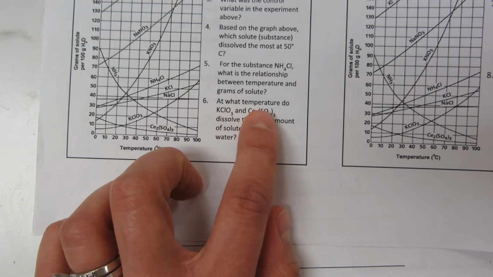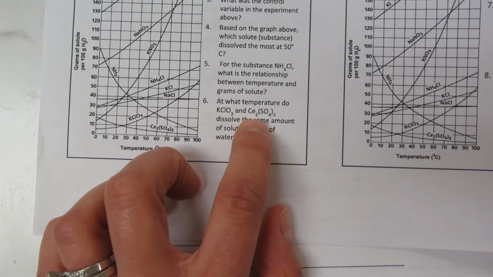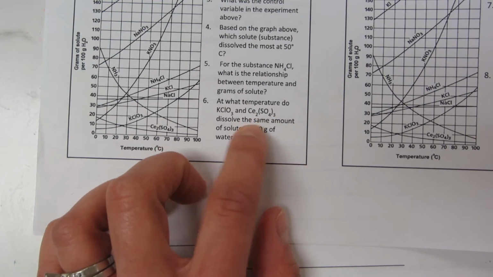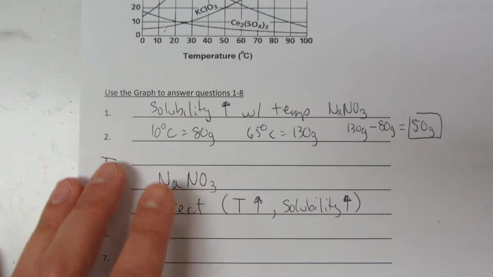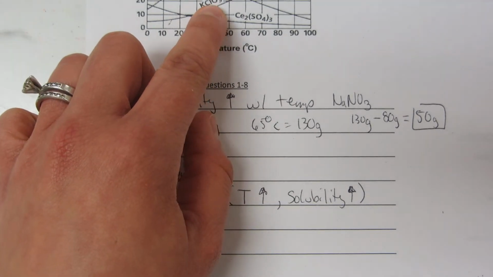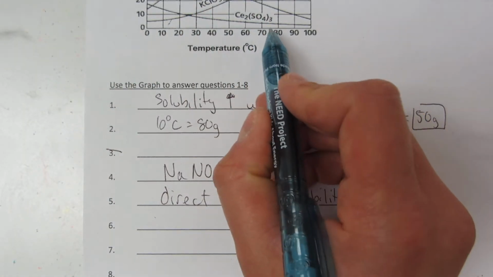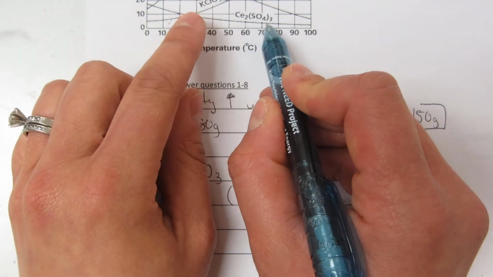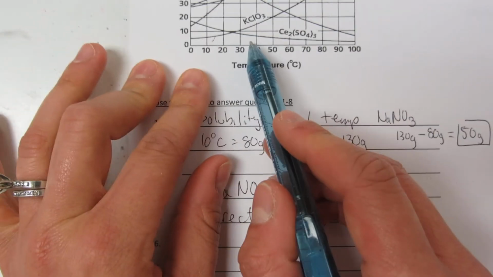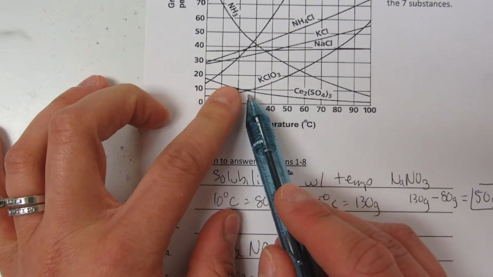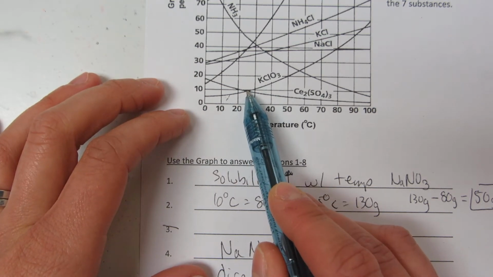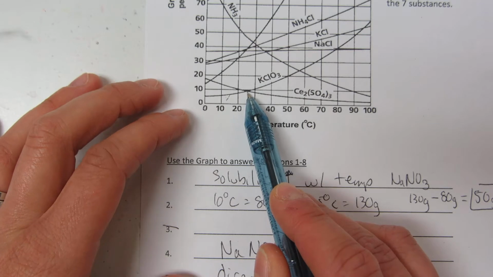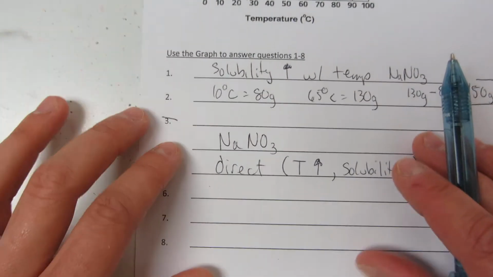Number 6, at what temperature do KClO3 and Ce2SO4 dissolve at the same amount? Okay, so that is KClO3 and Ce2SO4. For the temperature that they both dissolve at the same amount, if I look through here, they intersect right here. So that is about 25 degrees Celsius.